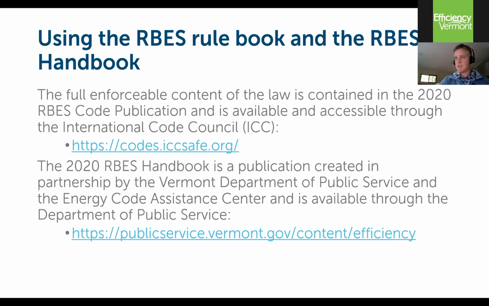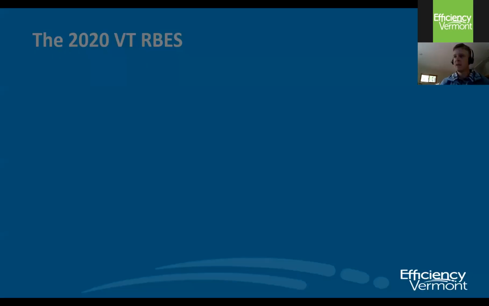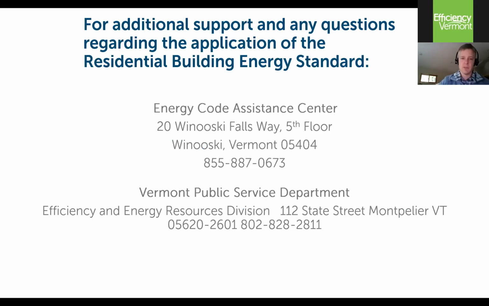So again, the code itself can be found at the ICC website. And then the code handbook can also be found digitally on the Department of Public Service website here. So you can download a copy of it there. And also Efficiency Vermont has printed bound copies available as well. So if you'd like to request getting copies of those to have on hand in your town office, you can contact the Energy Code Assistance Center at this number here.